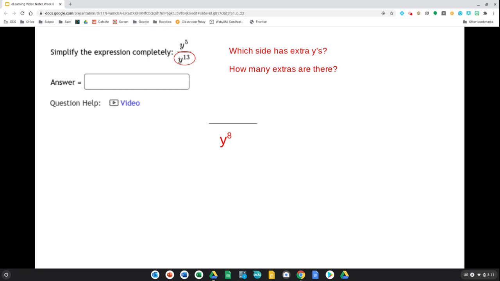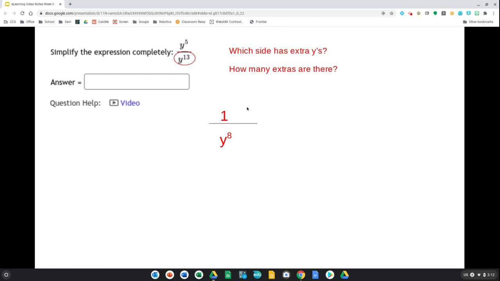Now, fractions are kind of strange because you have to have something on the top of a fraction. You can't just leave it blank. And so if we have just extras on the bottom, we still have to write a 1 up here at the top. And so the answer to this question would be 1 over y to the 8th. There were 8 extras on the bottom, and so that's why I put y to the 8th at the bottom. Since there was nothing else left, I had to put a 1 at the top.